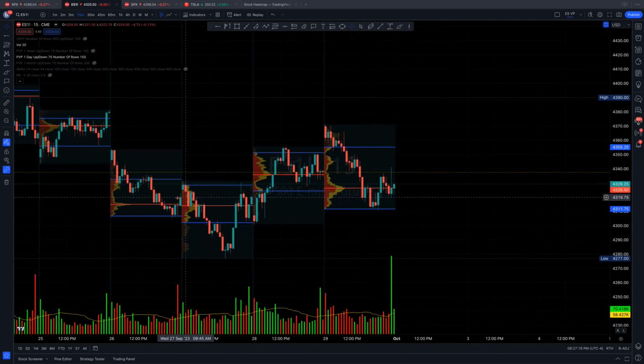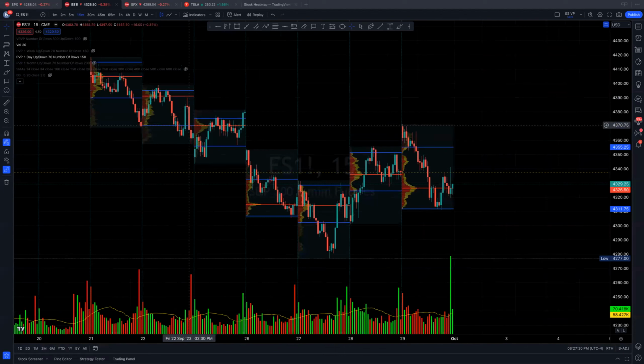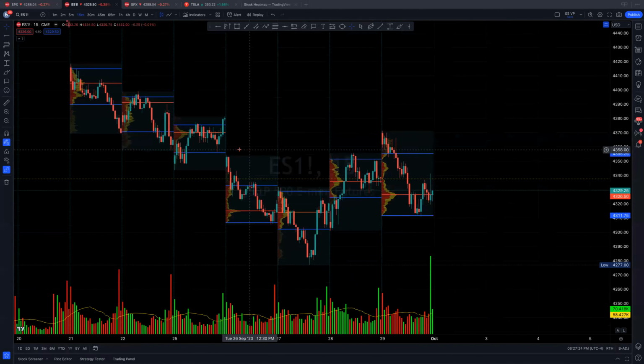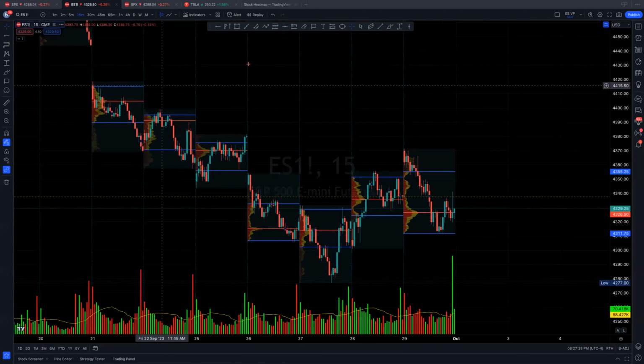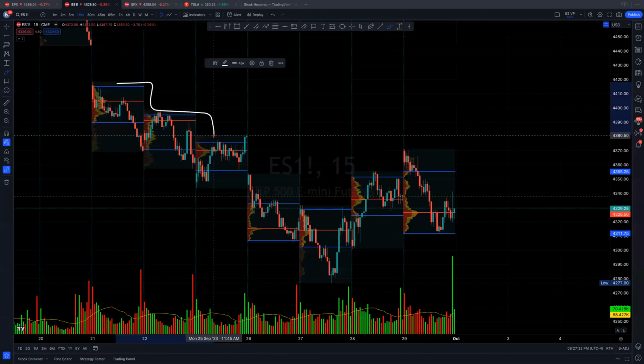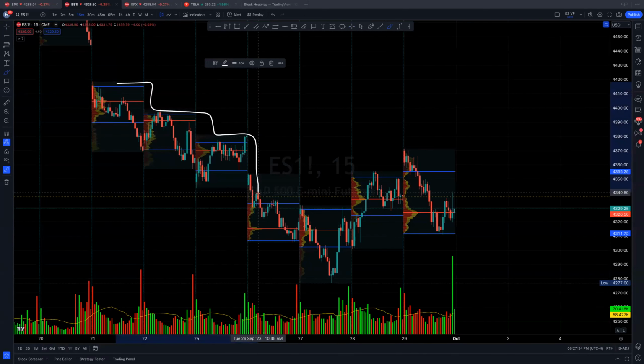So you can see how value shifts up and down as the days pass, like right here, value shifted lower, we're stepping down, and then look at this here.